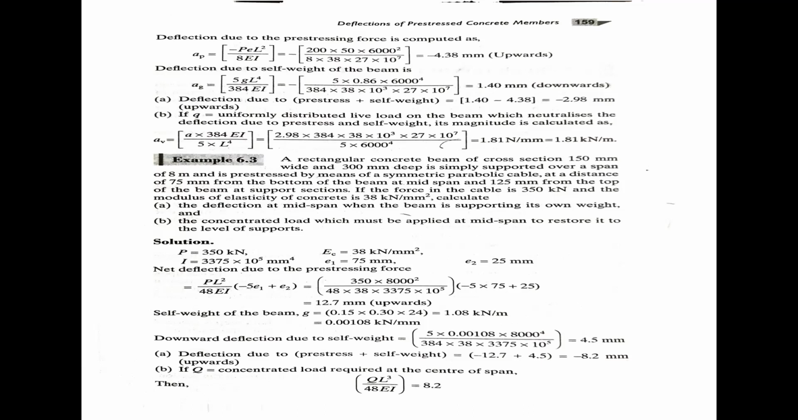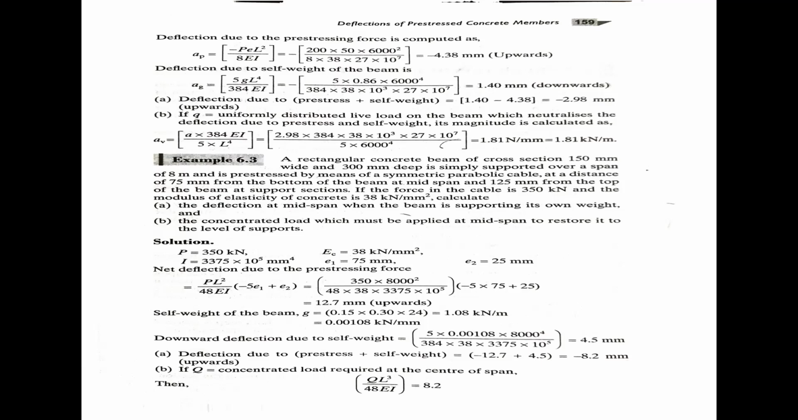Now example 6.3, you have to read the problem and write the data. How to calculate, which formula I have to use for different tendon profiles. Have to go to the different derivation parts. You remember the formulas for different tendon profiles.